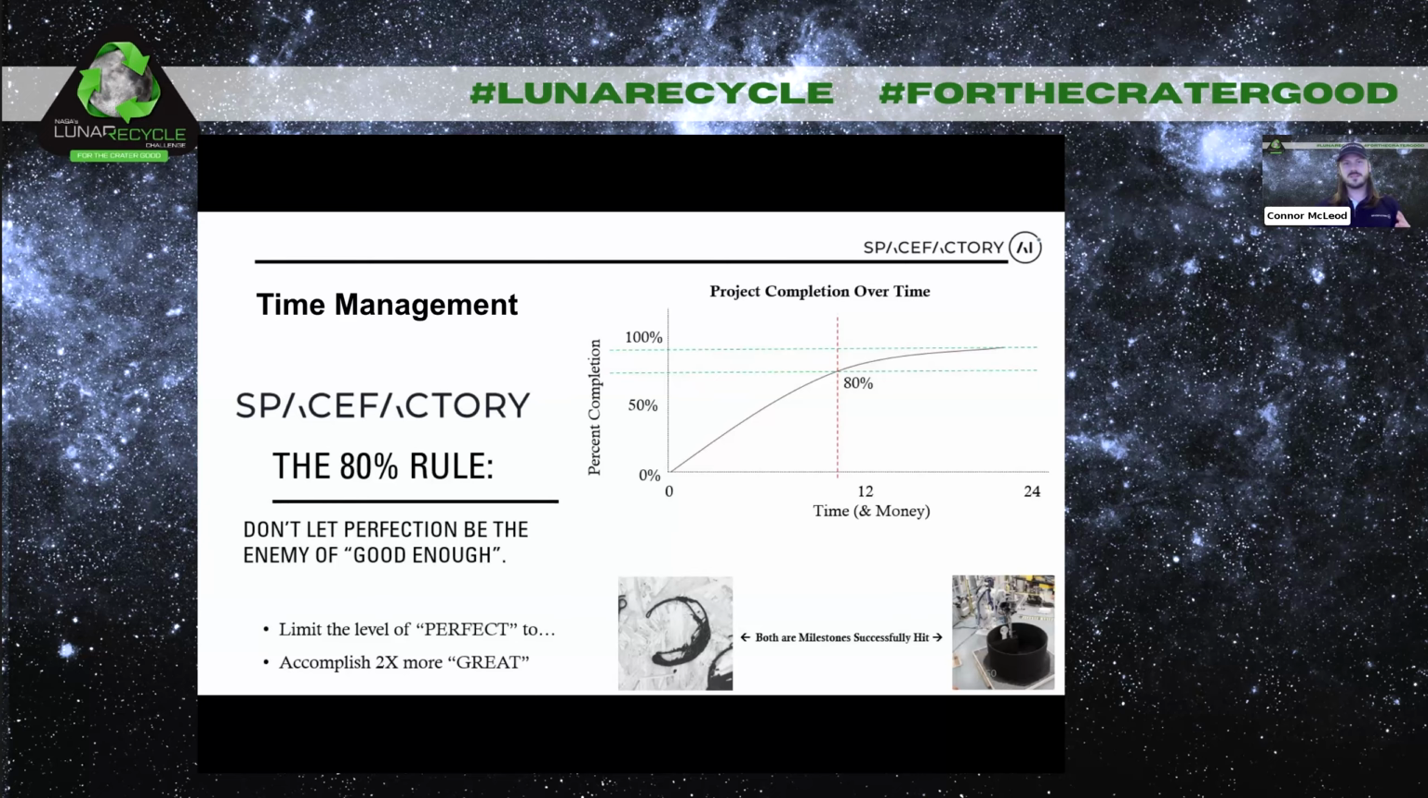Essentially, if we have a 24-month project and you're reaching some kind of level at the 12-month mark, you may reach 80%. It may take you another 12 months to go the other 20%. So honestly, ensure that you can at least make the 80% because 80% is really good. And you kind of have to limit your level of perfect in order to achieve maybe 2 times more great. So next slide, please.